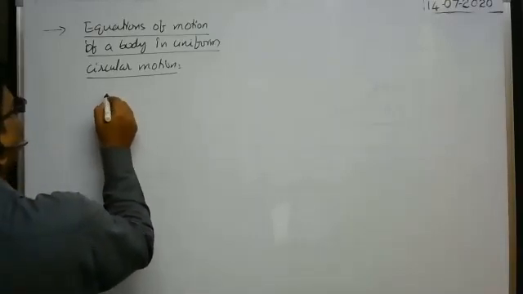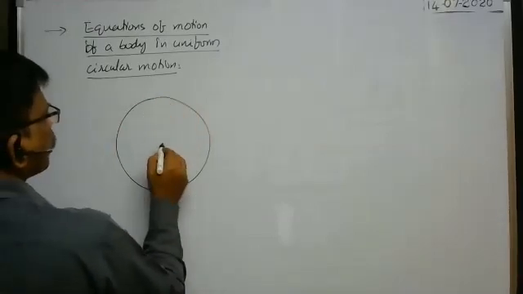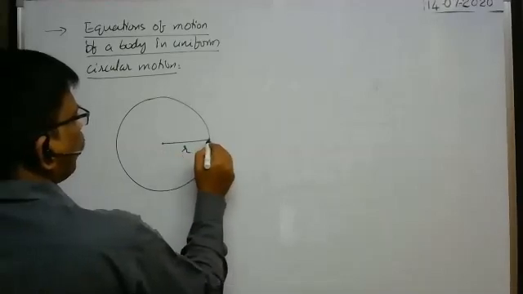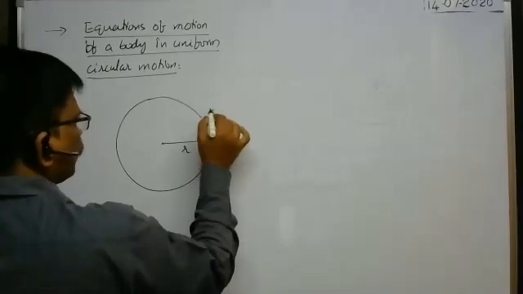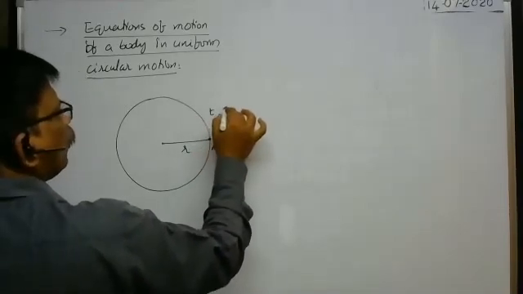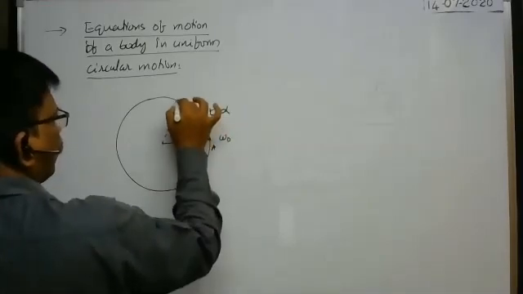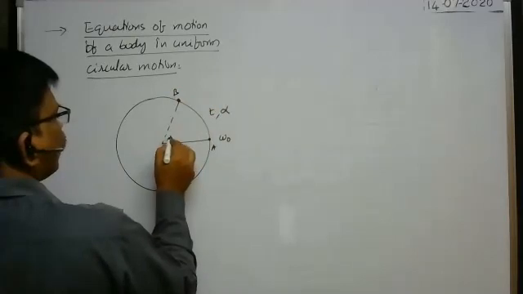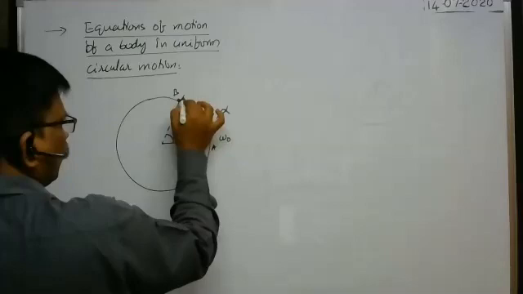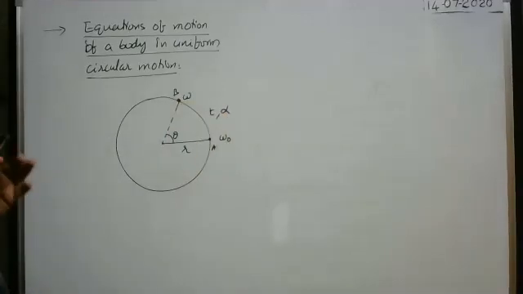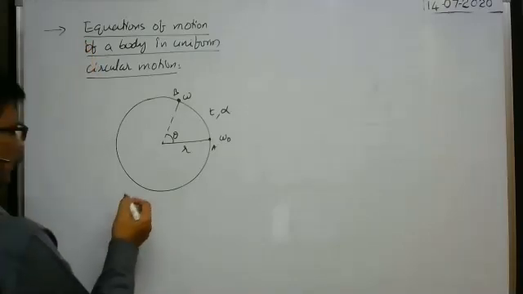Suppose a body starts motion in a horizontal circular path of radius r. A body starts motion with initial angular velocity omega naught. After t seconds, as the body travels with a uniform angular acceleration alpha, suppose the body reaches the point B, and it has covered an angular displacement of theta, and after t seconds, the angular velocity of the body becomes omega. Then whatever the relation among them, they are the equations of motion.